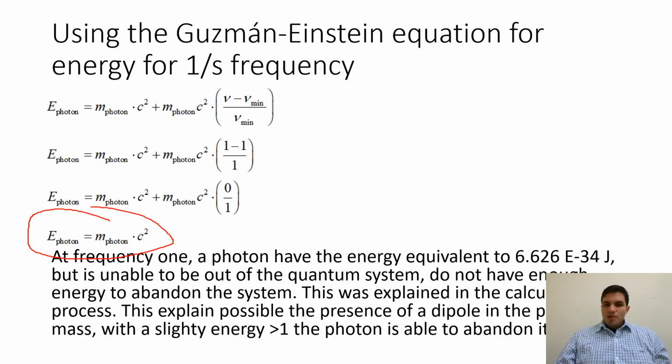This explains the possible presence of a dipole in the photon mass with slightly more energy than 1 cycle per second. The photon probably is able to abandon the quantum system. In this process, it is like a shape or a round in the spin, and if the system does not have enough energy to contain this photon, the photon escapes from the system.